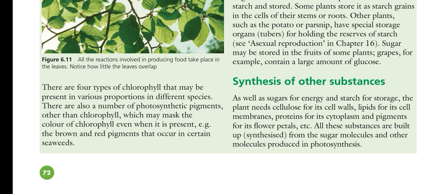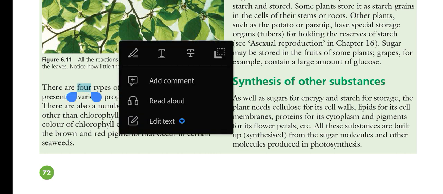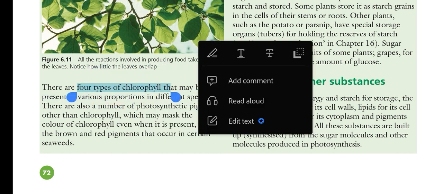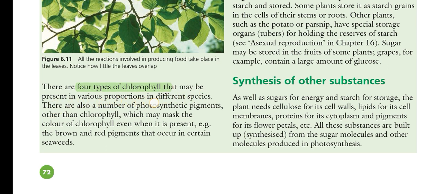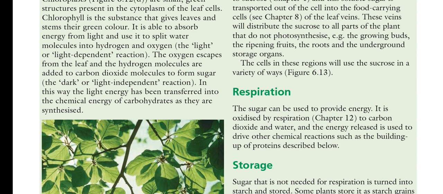So here we have something different, that is the four different types of chlorophyll. We can say four types of chlorophyll may be present in various proportions in different species. There are also a number of photosynthetic pigments other than chlorophyll which may mask the color of chlorophyll even when it is present. For example, brown and red pigments that occur in certain seaweeds.